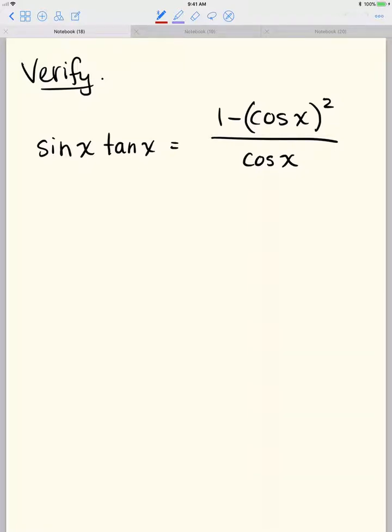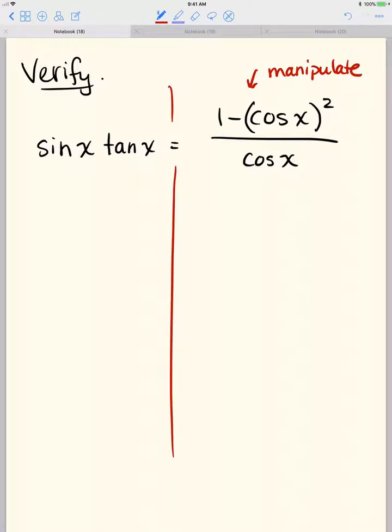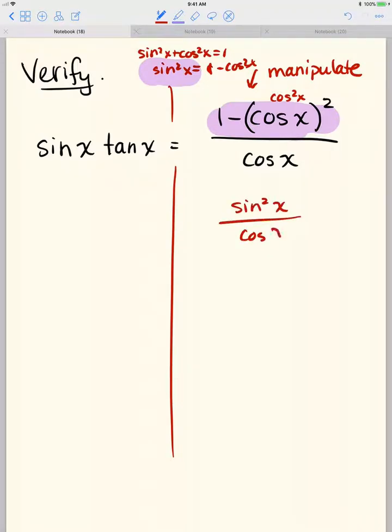Otherwise, I would be making a product look like a difference in a fraction, and I think that's just a little more complicated. So I'm going to manipulate the right side, and 1 minus the quantity of cosine squared is just like cosine squared of x, and the Pythagorean identity that said sine squared plus cosine squared equals 1 can be rewritten as sine squared equals 1 minus cosine squared. So that's what I'll replace this numerator with, so that I get sine squared of x over cosine of x.